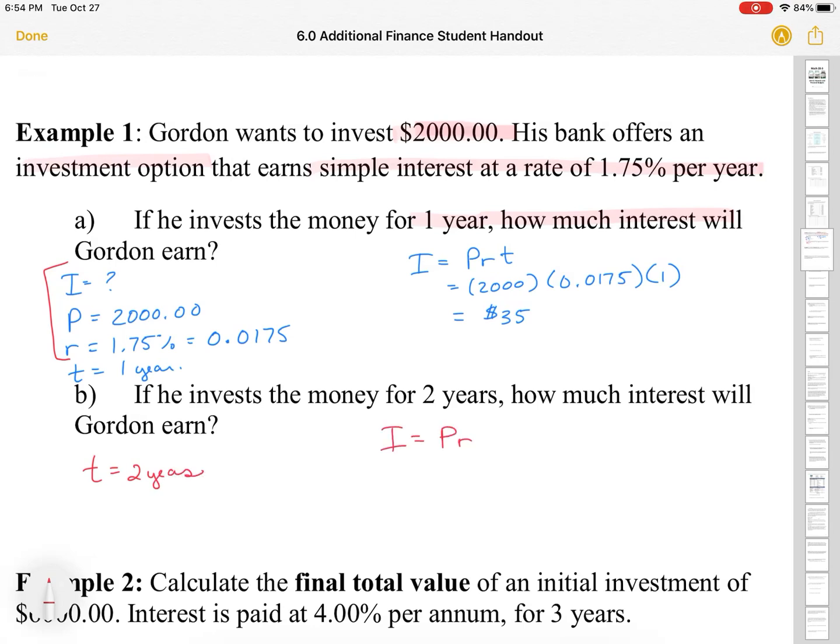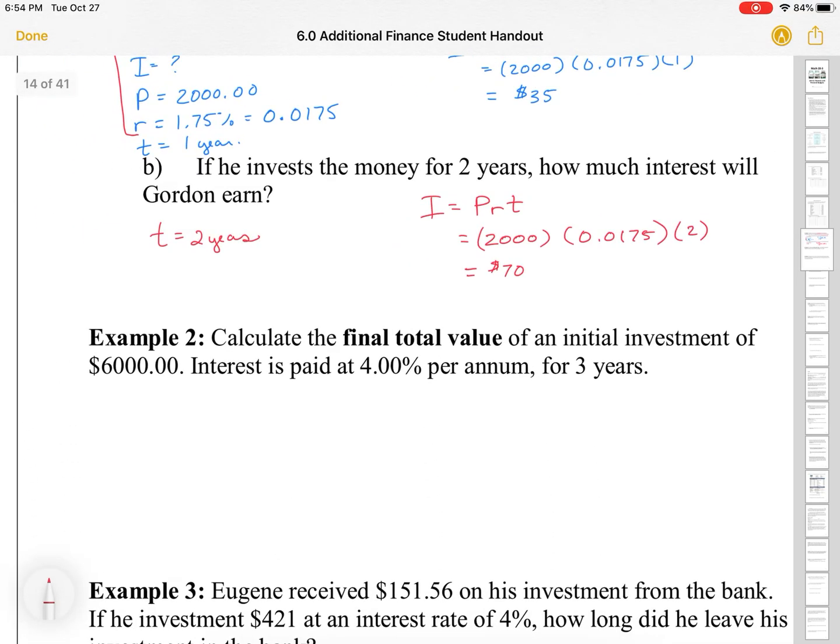So interest is equal to PRT. Principal is $2,000. Interest rate is 0.0175 times 2. So we multiply those and we get $70. Okay. So obviously, the longer he keeps it in, the more interest he earns.